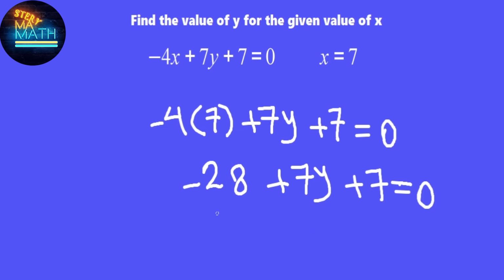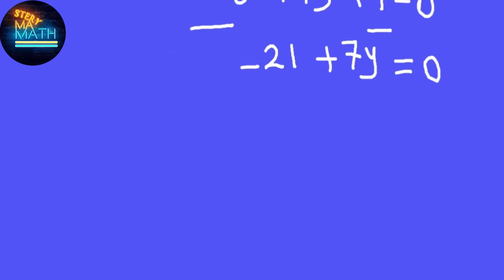And now you have like terms. Negative 28 and 7 is negative 21 because they are like terms, plus 7y. And you can't combine 7y with negative 21 because they are unlike terms. Negative 21 doesn't have y connected to it. So they are unlike terms. You can't add them. It is equal to 0, and we isolate 7y by adding 21 to both sides.